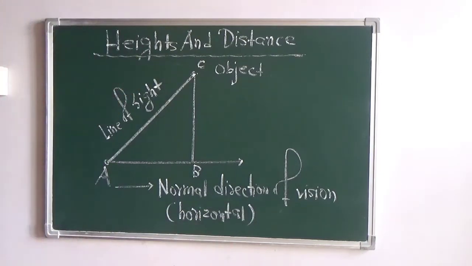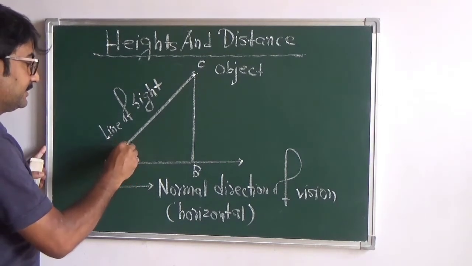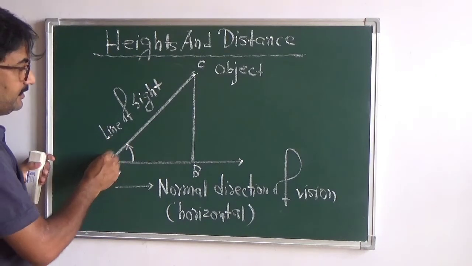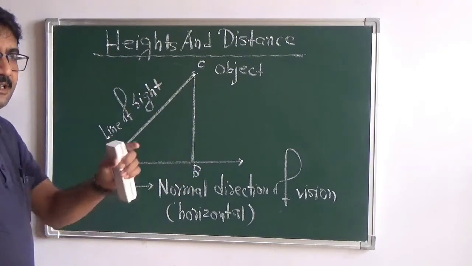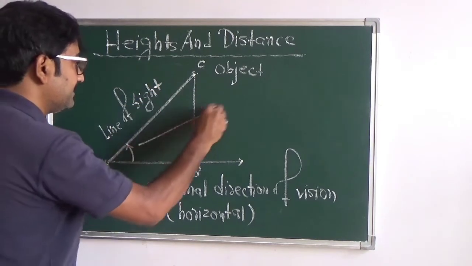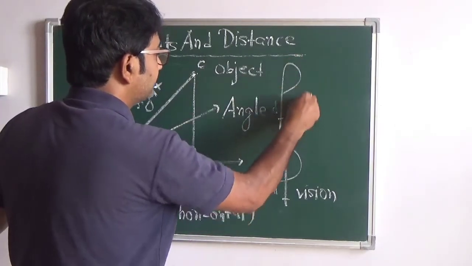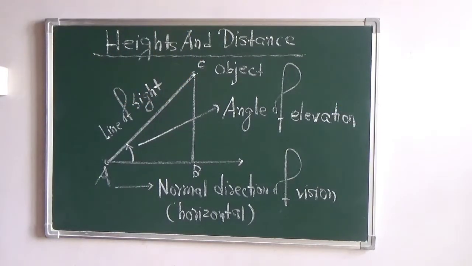Now here is the angle formed. The angle is formed between the line of sight and the normal direction of vision, or you can say with the horizontal. That means the angle which this line of sight makes with the horizontal is called the angle of elevation. This is the angle which is made by the line of sight and the normal direction of vision.